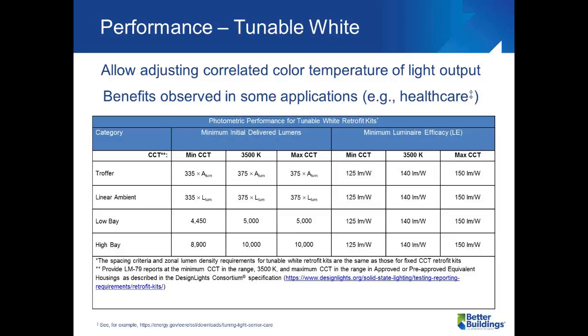Since some manufacturers may choose to maintain a fixed light output at the higher CCT and bank it as saved energy, the minimum light output at max CCT is the same as the level at 3500 Kelvin.